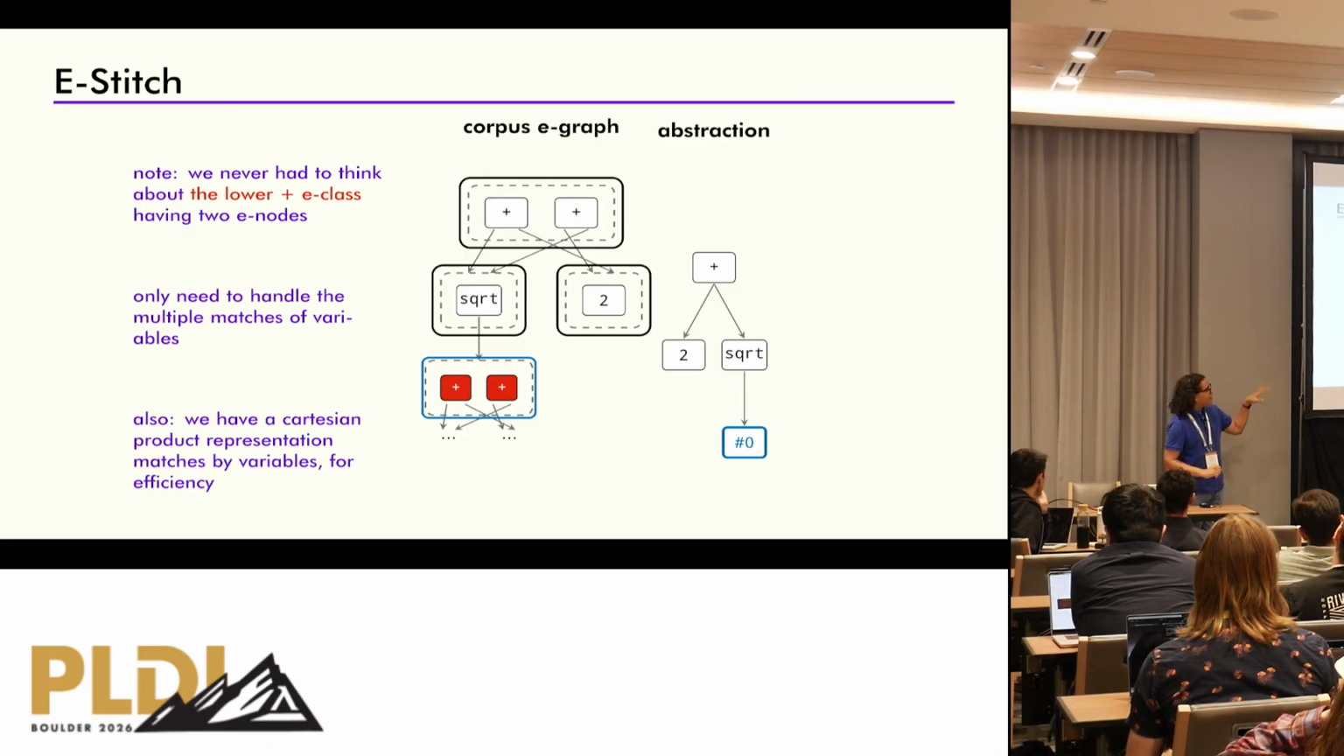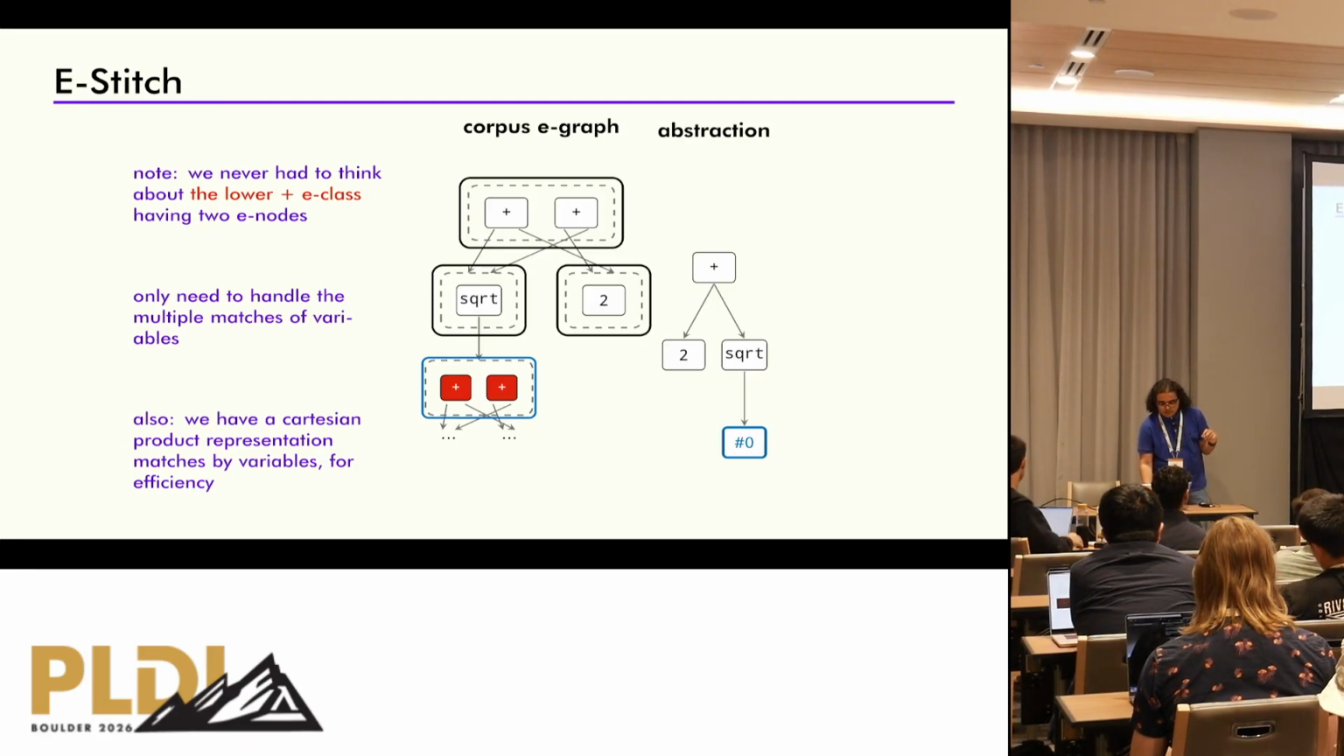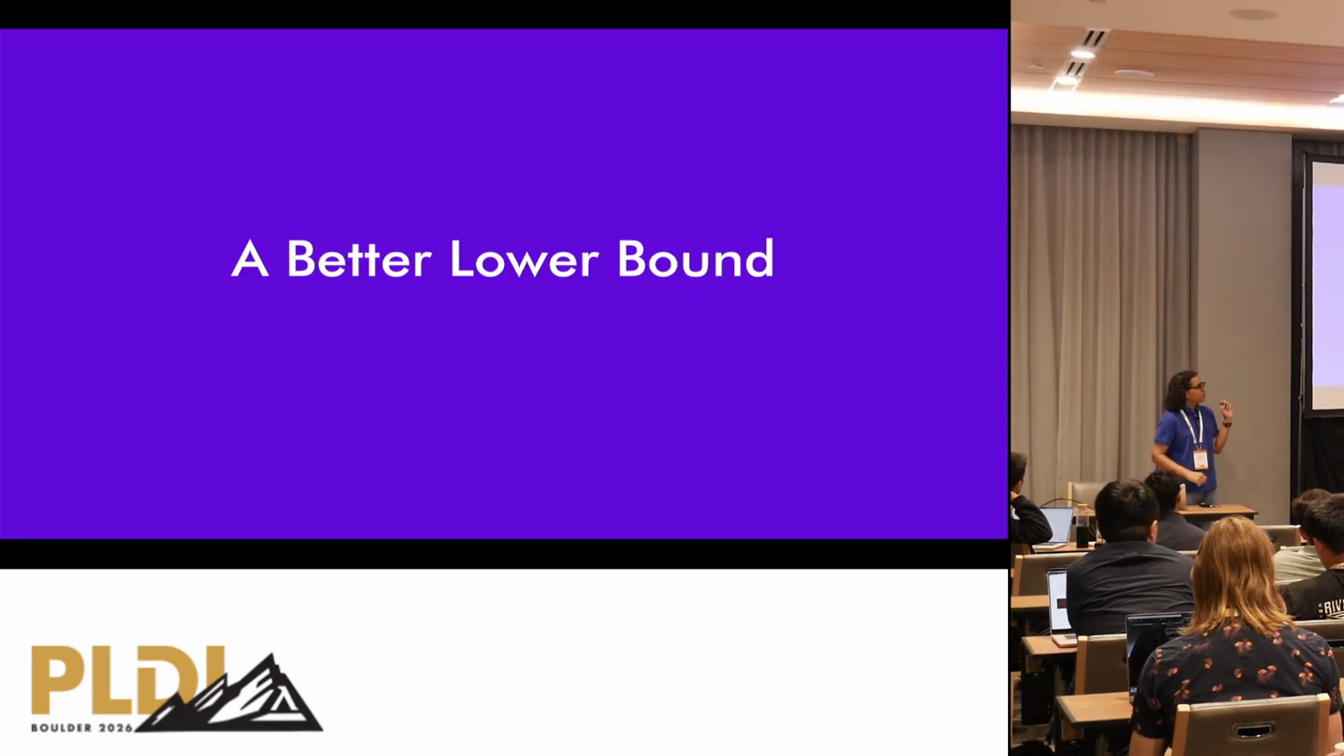And one other thing, I'm not getting into the details here, it's a little technical, but we also do try to make all of our matches kind of Cartesian. So if there's multiple different variables that could match in different ways, but that are kind of orthogonal, we don't actually store the entire list of possible ways to match.